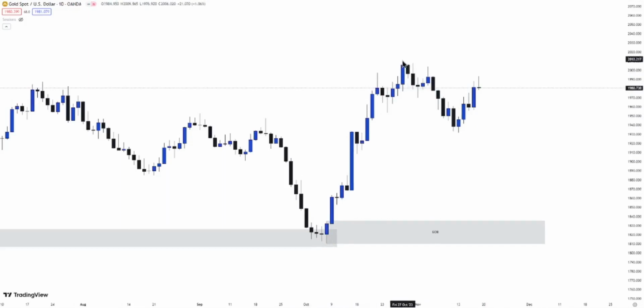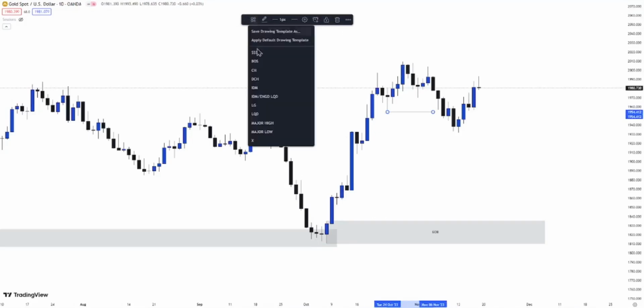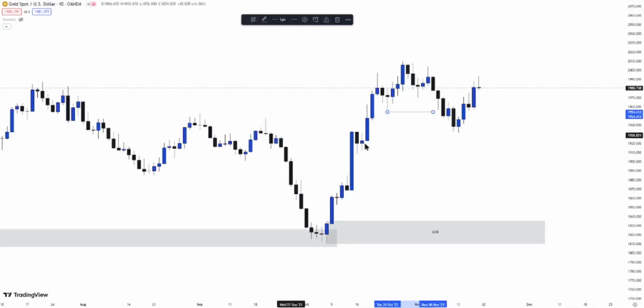Now, for this high to be confirmed as a valid high, it has to take out inducement. And where is your inducement here? This is your inducement, guys. All right, this is your inducement. So price has to take out that inducement to confirm that high. And as you can see, inducement has been taken out, and therefore this high is confirmed as a valid high. Okay, now when it confirmed that high, what happened?